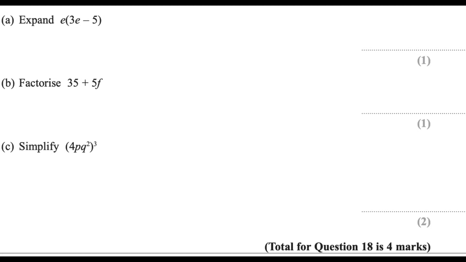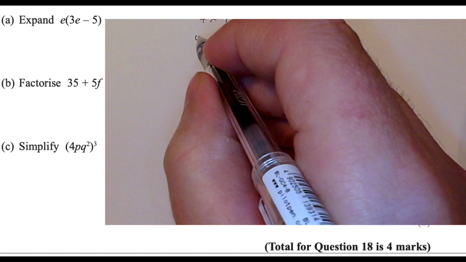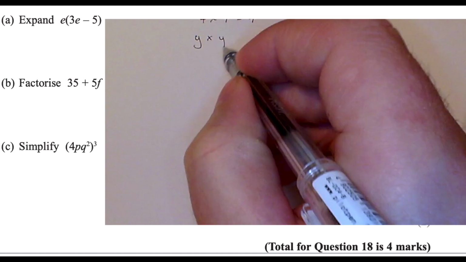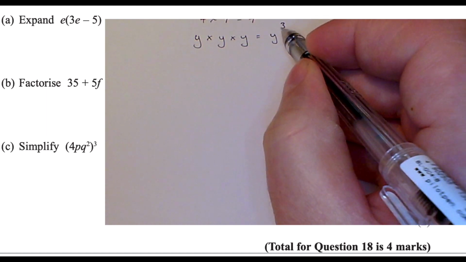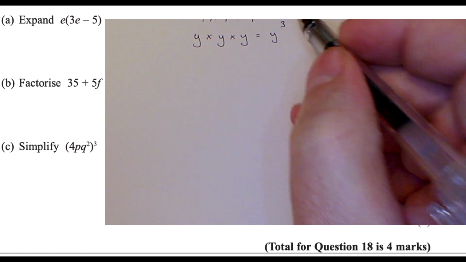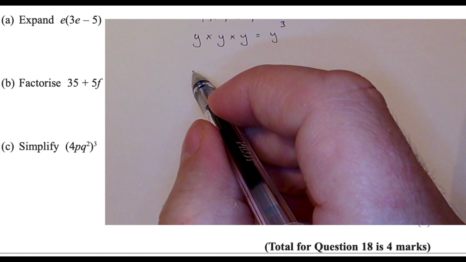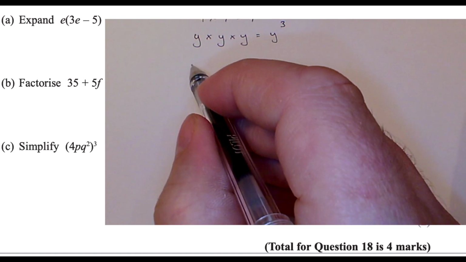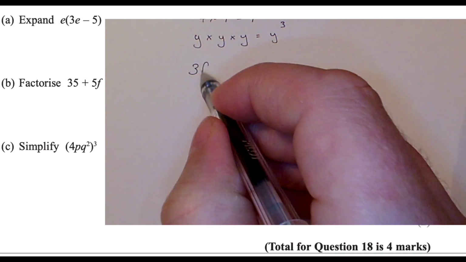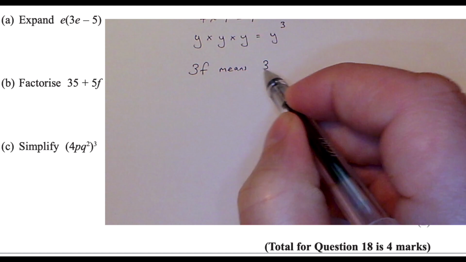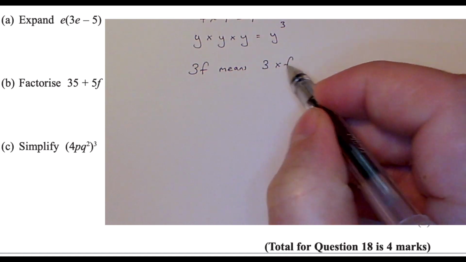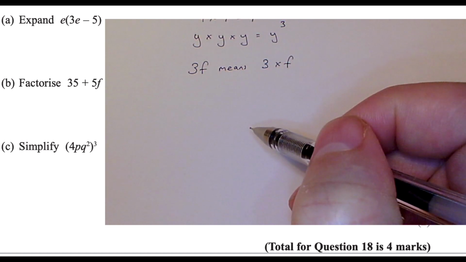Okay, this is about brackets, this question really. So I hope you know that everything on the outside must multiply everything on the inside. So I'll just get some of the notation done first. For example, if I did y times by y times by y, that's the same thing as writing y cubed, isn't it? And if I did 3 times by f, then that would be the same as writing 3f. So if you're happy with that notation, then we can answer these questions.